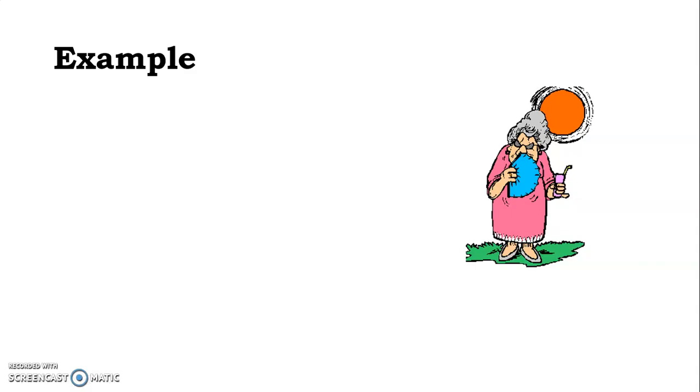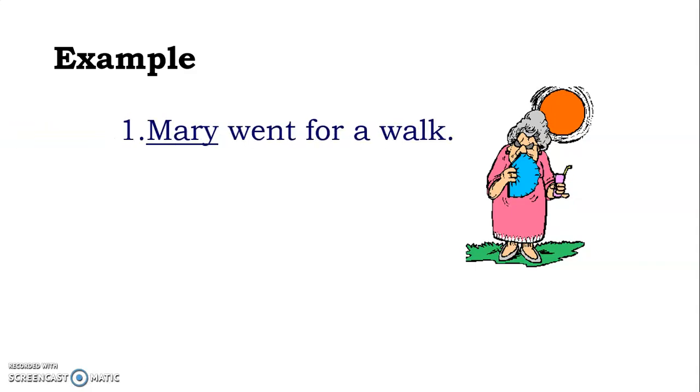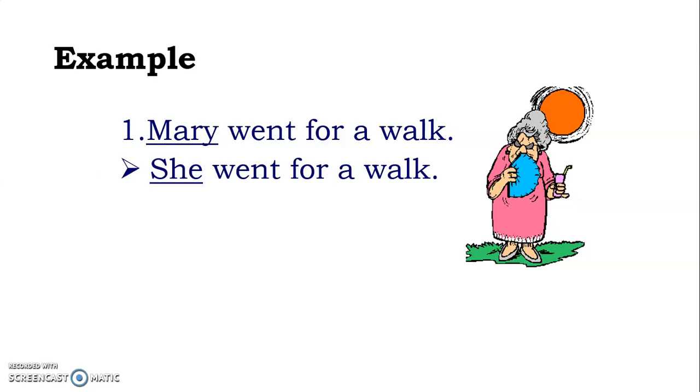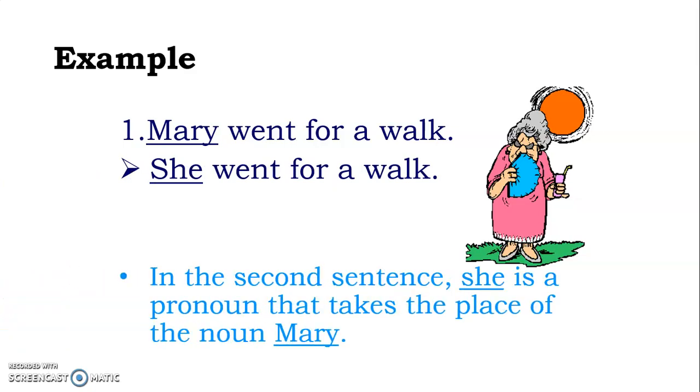Let us see one more example. Mary went for a walk. Now, how can I write the sentence using a pronoun? She went for a walk. So, in the second sentence, she is a pronoun that takes the place of the noun Mary.